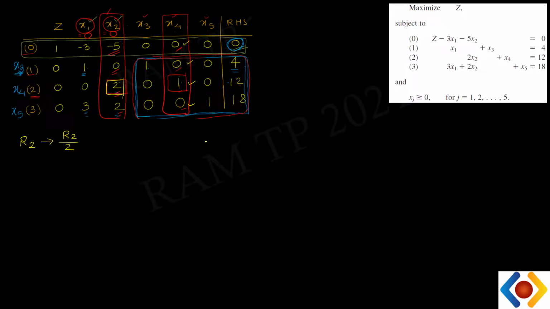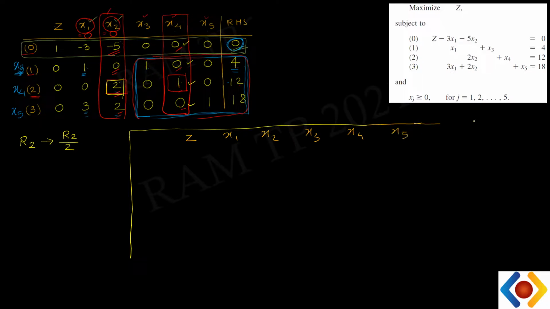Okay, I'll make a new table. I start with C, x1, x2, x3, x4, x5, and then we have our right hand side. Equation 0, so row 0, row 1, row 2, and row 3.